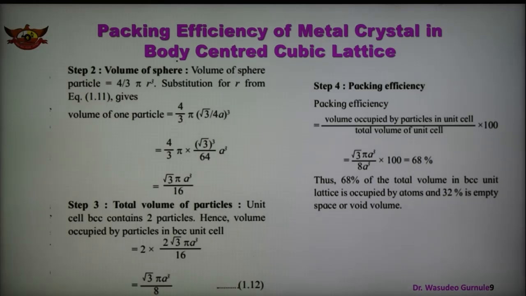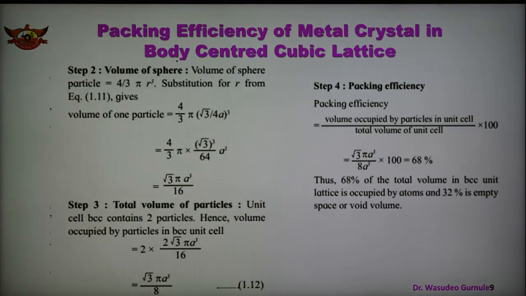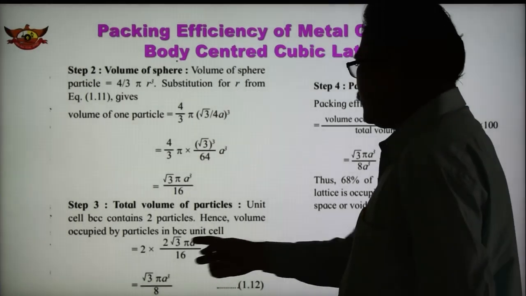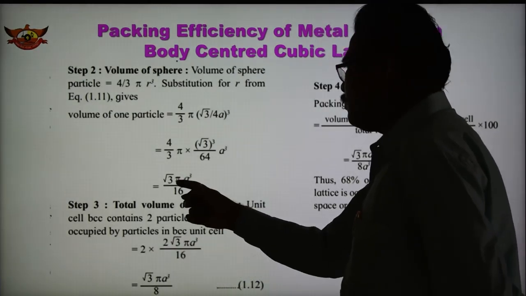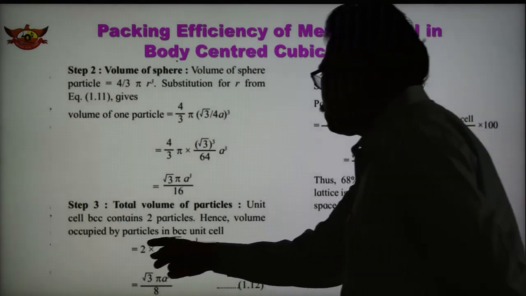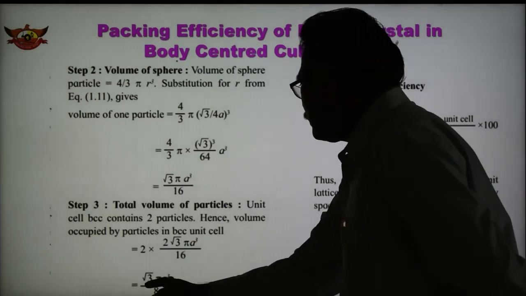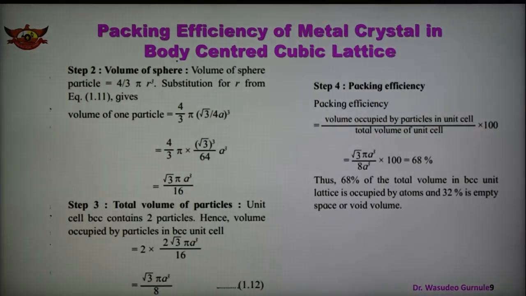Now third step is total volume of particle. So total volume of particle in case of BCC unit cell, as we know in case of body centered cubic unit cell there are two particles, and therefore volume occupied by the particle in BCC unit cell is 2 into this one. This is for one, and in case of body center there are two particles in the unit cell and therefore 2 into this value, and after multiplying it we obtain square root of 3 pi A cube upon 8 after cancelling the terms.